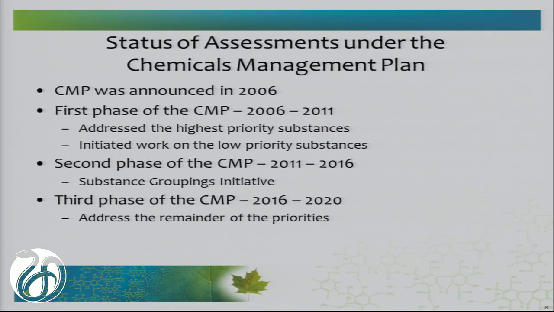So this is just a brief status of our past, present, and future under the CMP. The first phase of the CMP ran from 2006 until 2011, and during that time we addressed our highest priority substances, and we initiated work on our low priority substances, and I'll talk a bit about that in a minute. The second phase of the CMP is our present. It runs from 2011 to 2016, and the major focus of this is the Substance Groupings Initiative. And the third phase of the CMP will run from 2016 to 2020, and at that point we will be addressing the remainder of the 4,300 priorities.